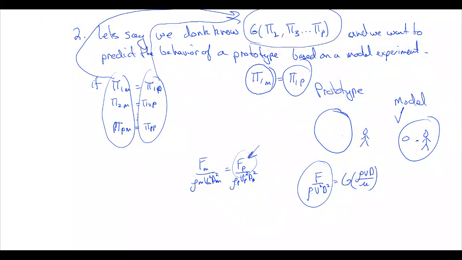So matching pi 2 through pi p, and then using those, matching those, is called similarity. So once we have similarity, then we know that pi 1 is equal to pi 1, and we can actually solve for some interesting things in our problem, right?